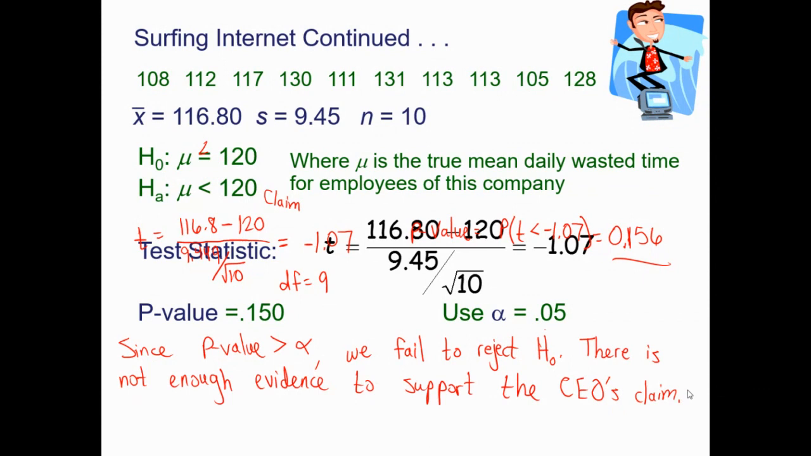Questions on this one? Yeah. So if the p-value is greater than the alpha, that means that delta is less than the alpha. Yes. Well.